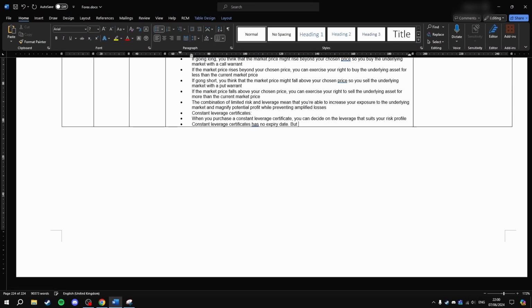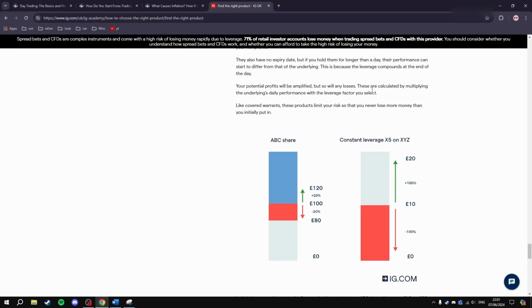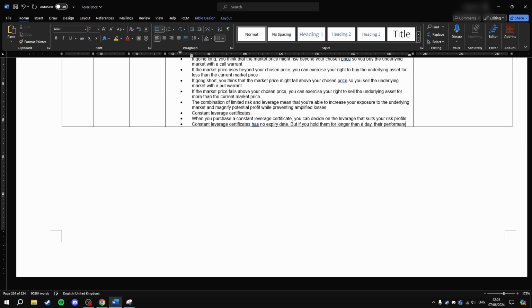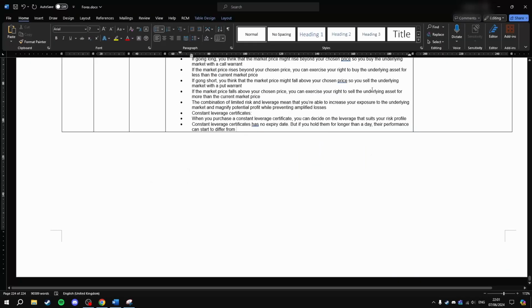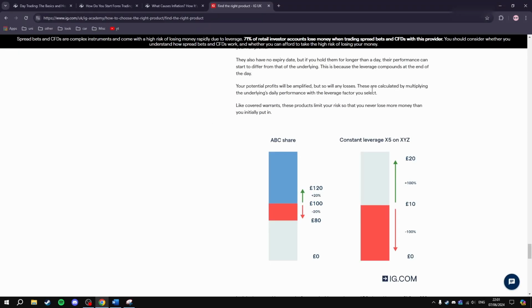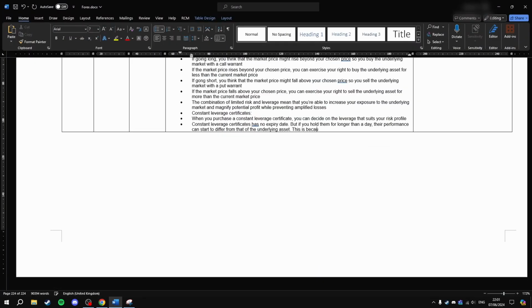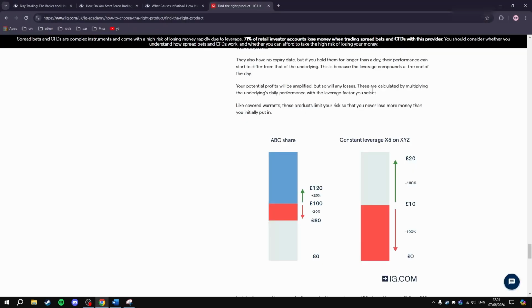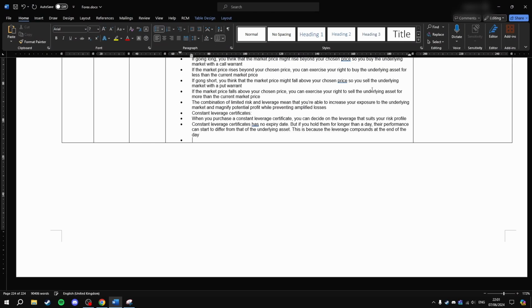If you hold them for longer than a day, their performance can start to differ from that of the underlying asset. This is because the leverage compounds at the end of the day.